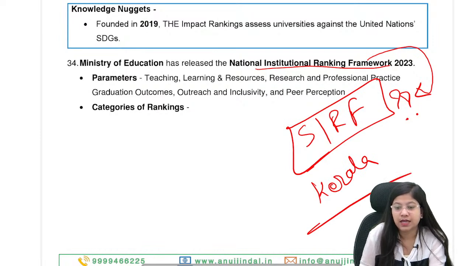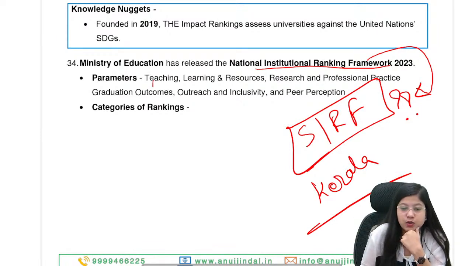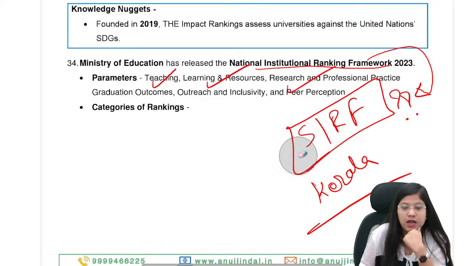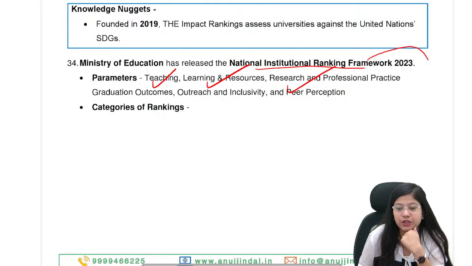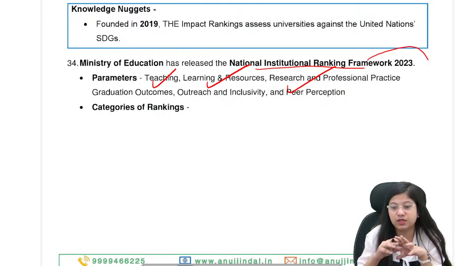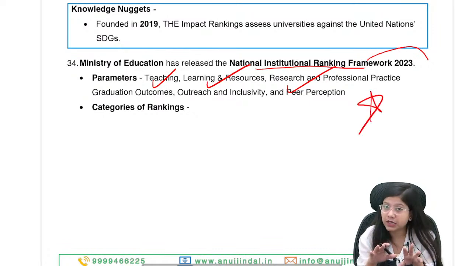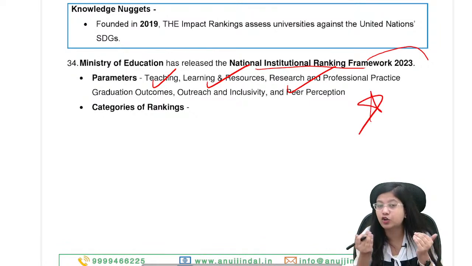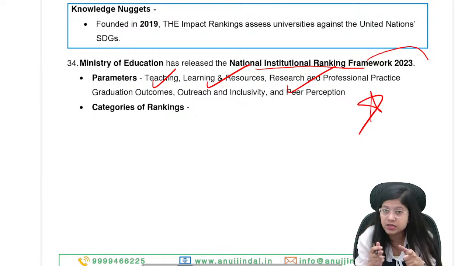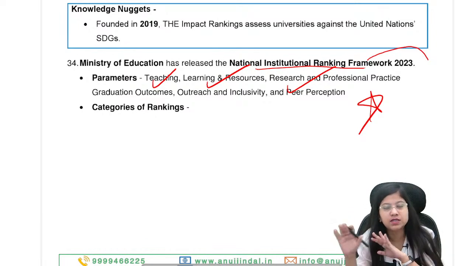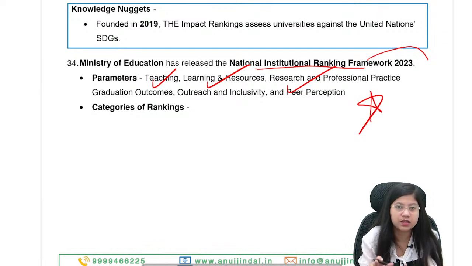Now, as far as the NIRF's parameters are concerned: teaching, learning and resources; research and professional practice; graduation outcomes; outreach and inclusivity; and peer perception. These are the parameters. And do remember, guys, you must be thinking that educational rankings are not asked in the examination, but this is NIRF, our own ranking. So any question can be made out of this ranking, be it from the parameters or the categories, anything can be asked. So prepare it thoroughly.